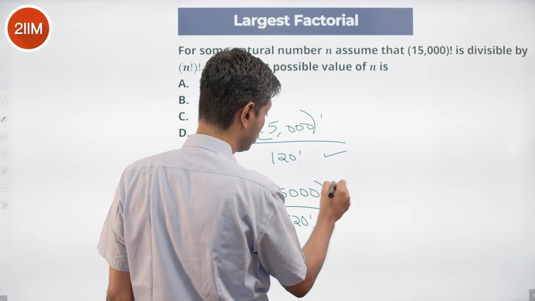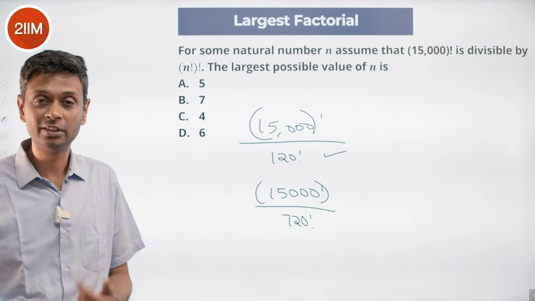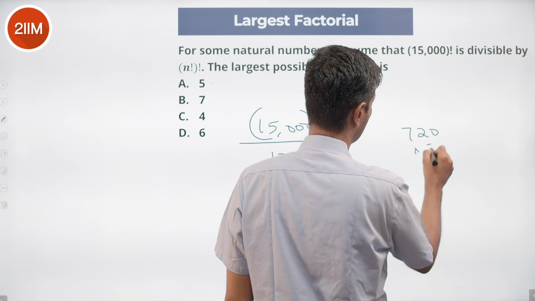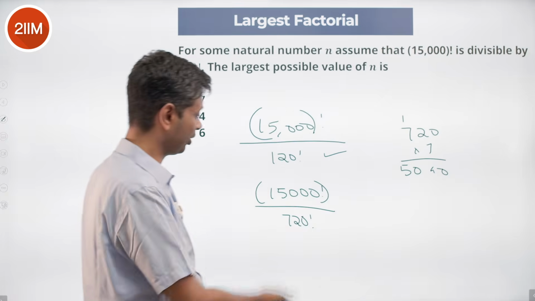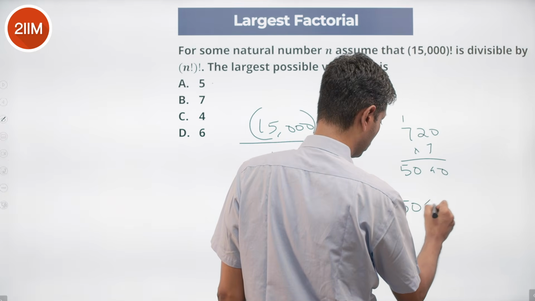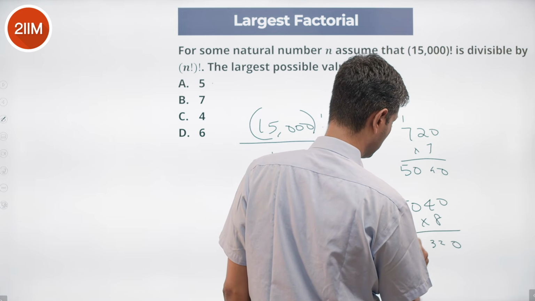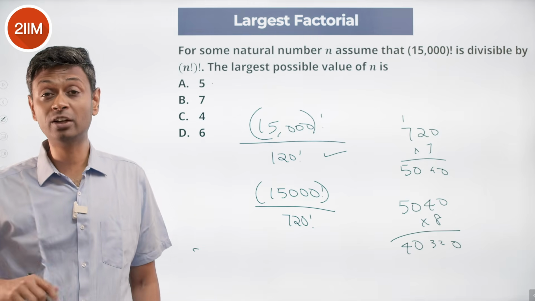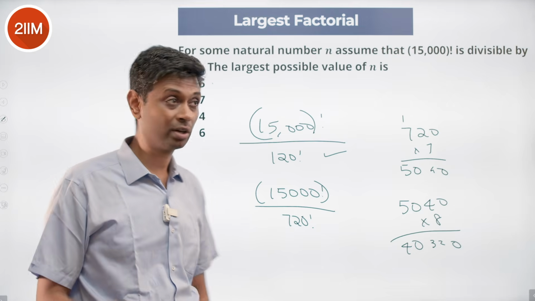This is 15,000 factorial: 1 into 2 into 3 into 4, all the way till 15,000. 6 is also possible. Put 7 factorial. 720 into 7 is 5040. Yep, that also sits within this. 7 should be possible. Put 8 factorial. 5040 into 8 is 40,320. 8 factorial will become bigger than 15,000 factorial. So 8 is not possible.